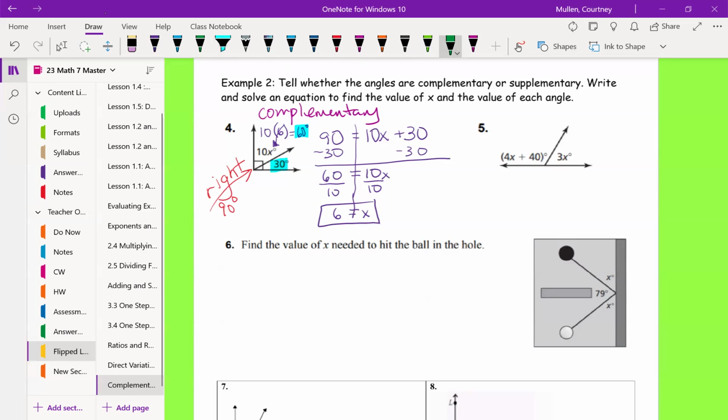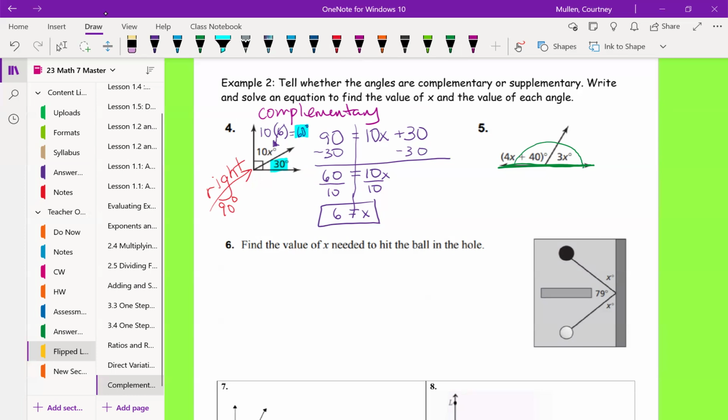90 degrees. So we've done this problem correctly. Let's take a look at number 5. So we look at these angles and we see that they fall along a straight line. How many degrees are in a straight line? 180. Also, if I draw around those angles, I see that it forms that semicircle.